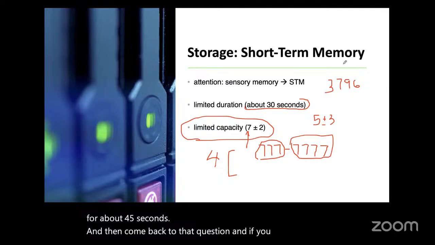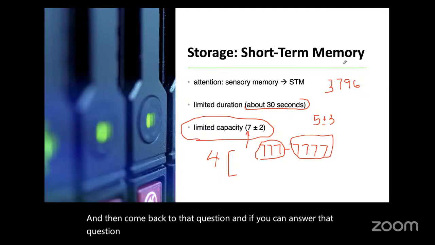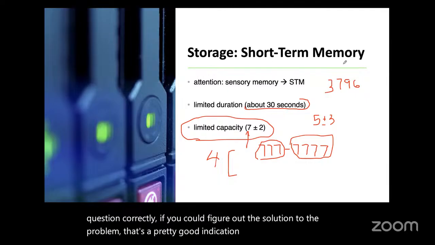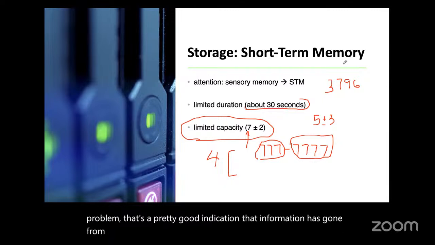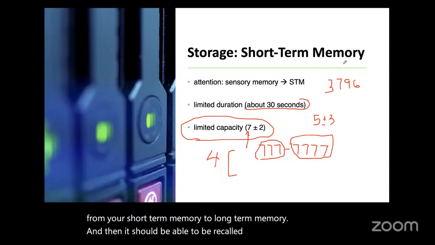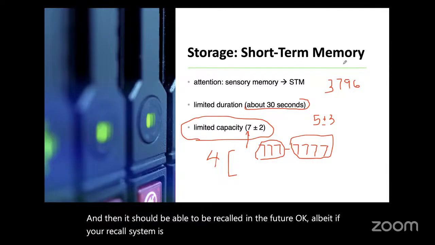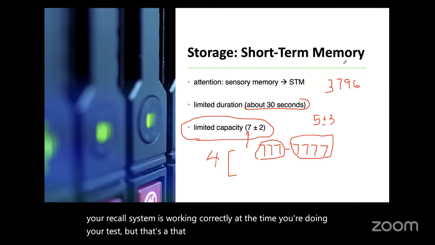And if you can answer that question correctly, and if you could figure out the solution to the problem, that's a pretty good indication that that information has gone from your short-term memory to long-term memory. And then it should be able to be recalled in the future, okay? Albeit if your recall system is working correctly at the time you're doing your test. But that's a story for later on in this class.